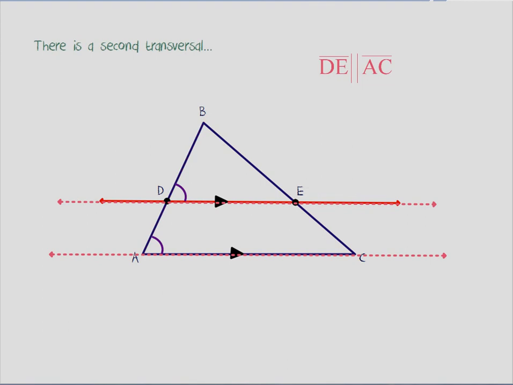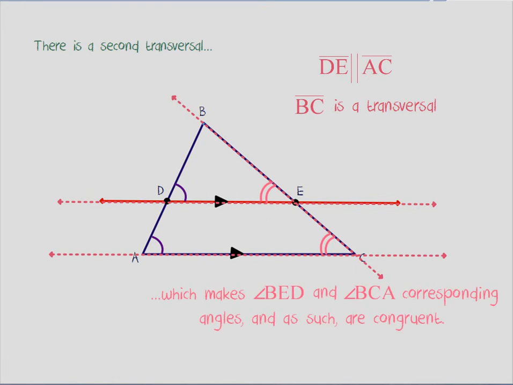There's also a second transversal that's created by doing this to my triangle. BC is also a transversal because it's yet another line that intersects with my two parallel lines. Well, that also creates a set of corresponding angles, BED and BCA. And as we know, corresponding angles are congruent.